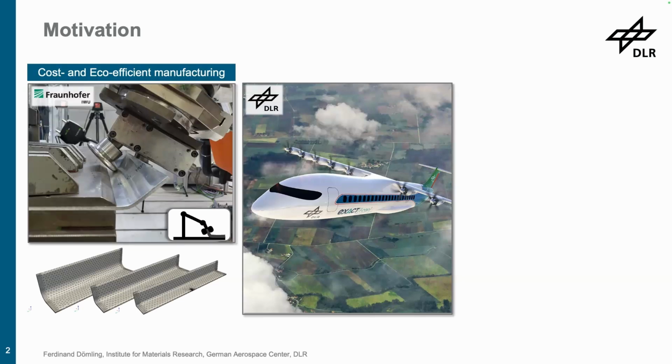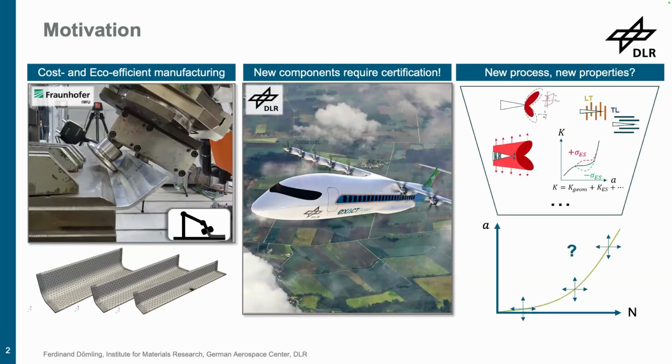For example, components that are manufactured by more cost-efficient manufacturing processes, because new components require certification. And we say, okay, we have pretty much the same geometry. This shouldn't be an issue, but it is, because we all know there's a well-known relationship between the manufacturing process, the microstructure, and the final properties. And this is also true for fatigue. And we are mostly interested in the Paris-Erdogan stage of fatigue growth.